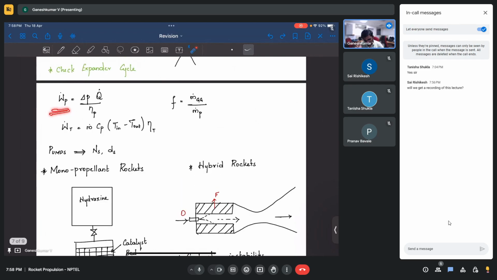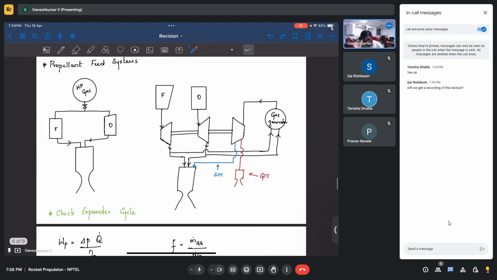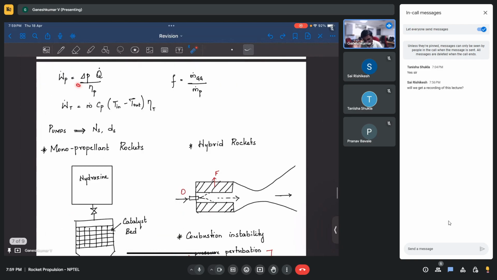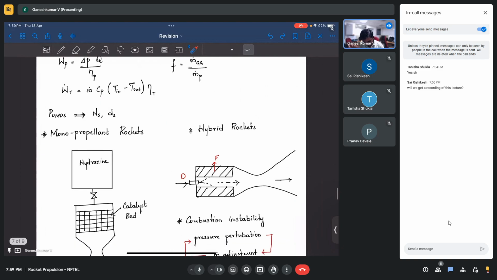The power of the pump depends only on the delta P we are interested in. The tank will be at lower pressure, and the pressure at which you want to inject is going to be higher. That pressure difference is provided by the pump, and the amount of work required for the pump varies with the pressure difference and also with the volume flow rate. For the turbine it is going to be the temperature difference. And then we had some non-dimensional parameters for the pumps and all those things.